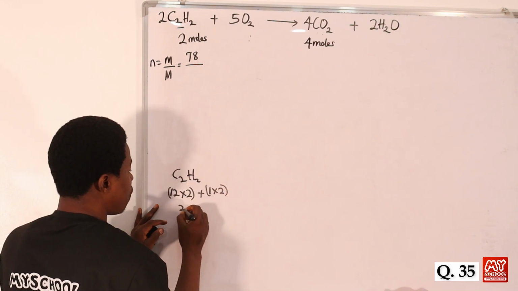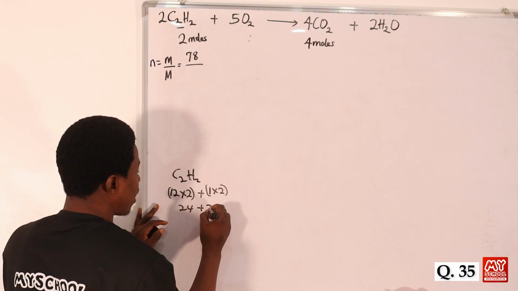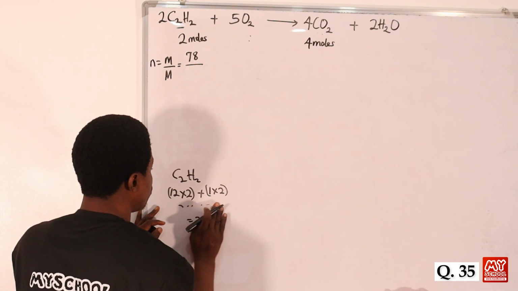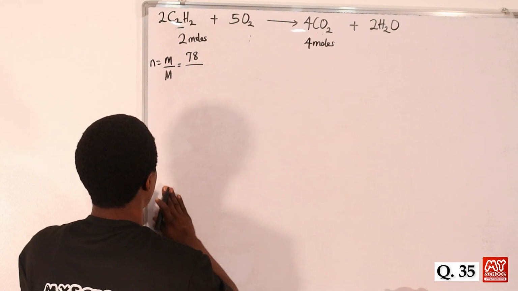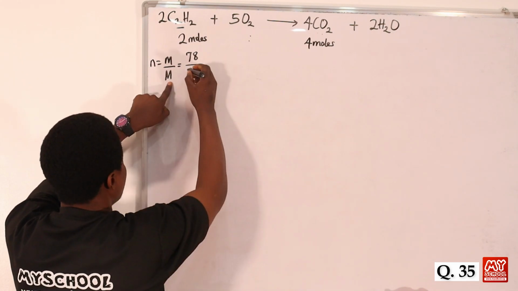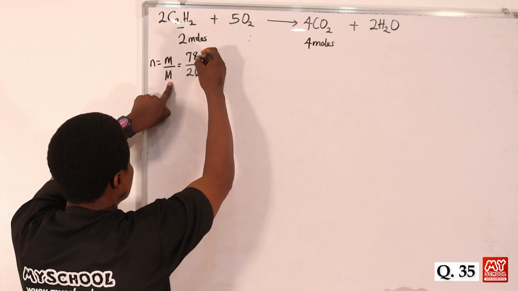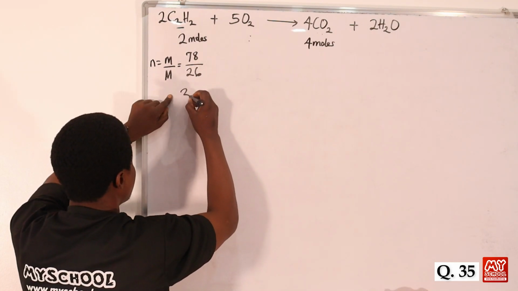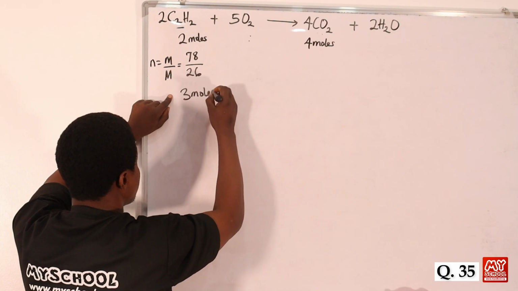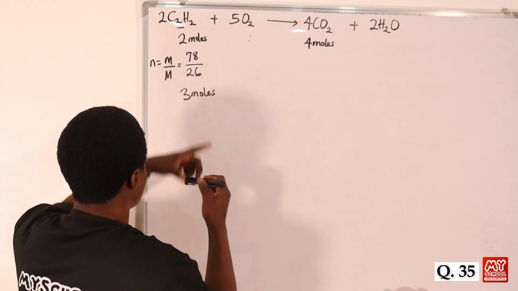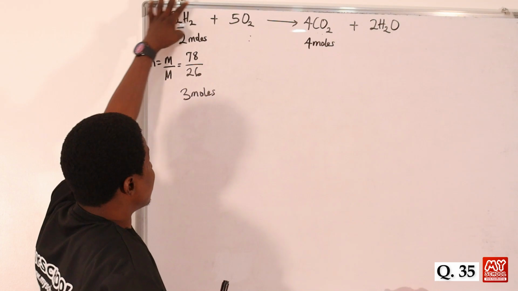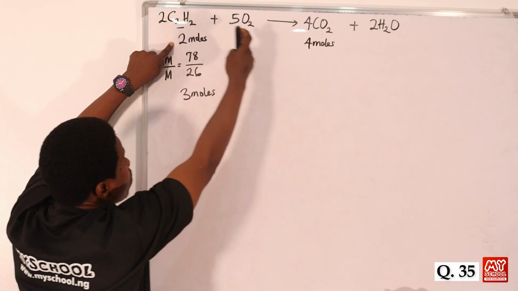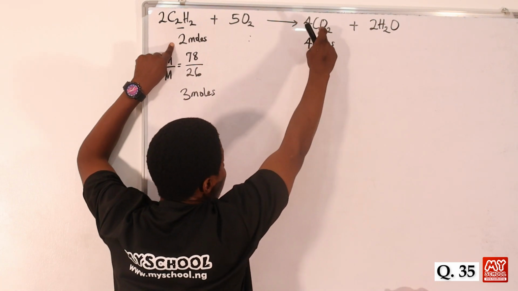So this is 24 plus 1 times 2, that's 2, that we have 26. So which means that we have 24 plus 2 here, that's 26. So the molar mass of ethane is actually what? 26. Okay, so that means 78 divided by 26, that should be around 3 moles. So in other words, when you look at the reaction stoichiometrically, 2 moles of ethane is meant to produce 4 moles of carbon dioxide.